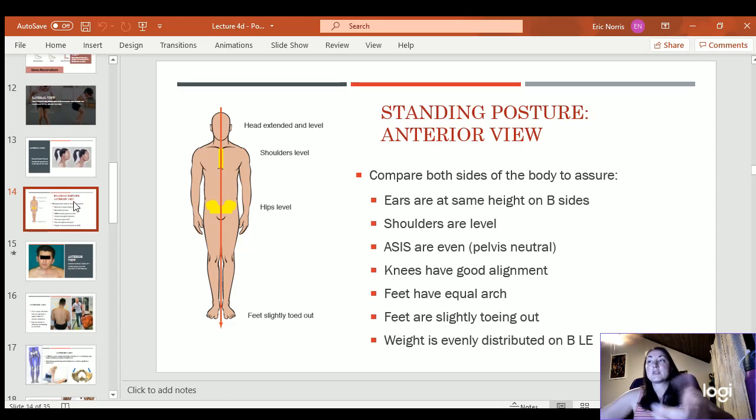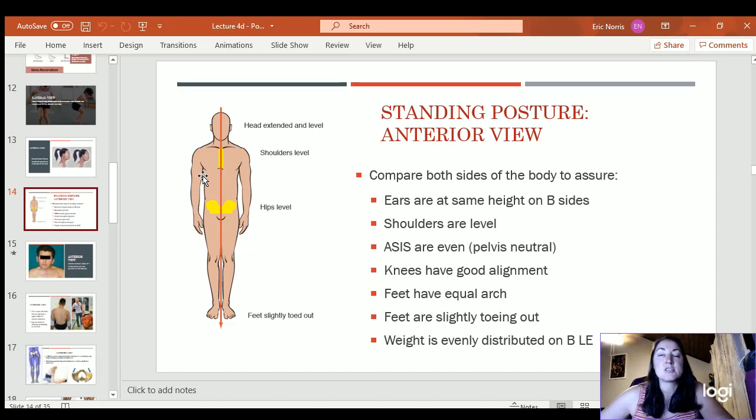Okay, from an anterior point of view, the plumb line should be directly in the middle of the body. So it should directly cut the body in half. So you should have equal portions on both sides, directly between the ears, directly between the shoulders, right between the ASIS. The knees should be the same distance apart from the plumb line. The feet should have equal arches. The toes should be toeing out the same amount on each side, and in towards a neutral position, and then the weight should be evenly distributed. They shouldn't be leaning towards one side.